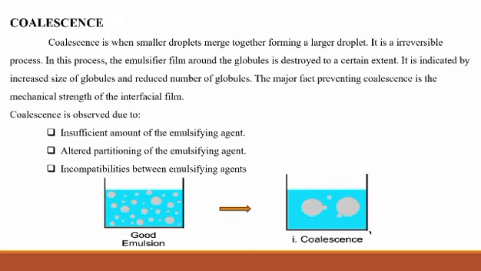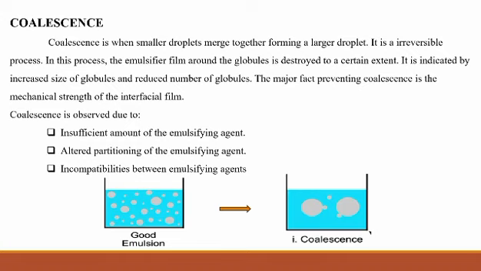Second one is coalescence. Coalescence is similar to flocculation. In flocculation, small droplets join together to form larger units. But in coalescence, the smaller droplets merge together to form a large droplet. When we see this picture, we can easily identify that the smaller droplets join together to form larger droplets.